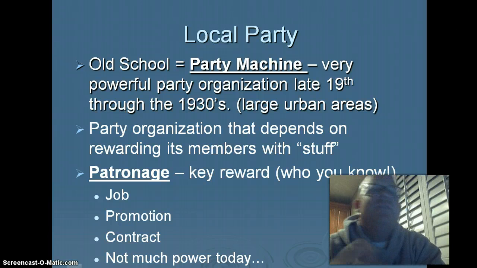Again, there is some urban politics that do have a certain amount of strength, but they really don't have the same impact that they once had. You know, the limits on political parties, the changes to the primary system, and expansion of the electorate has really hurt the party machine system of the past.